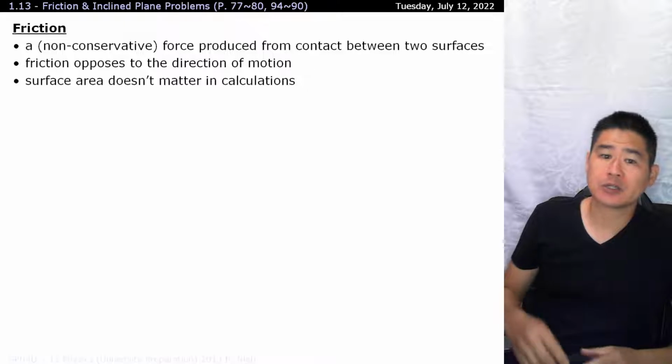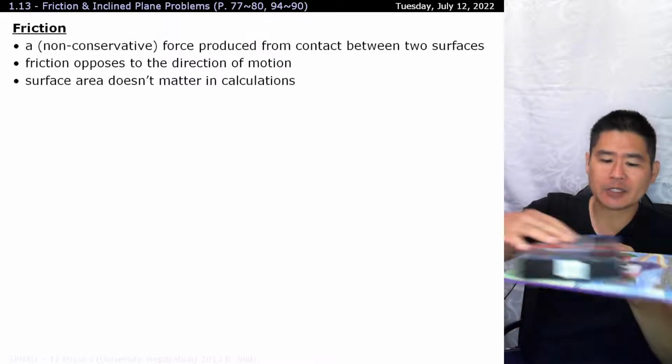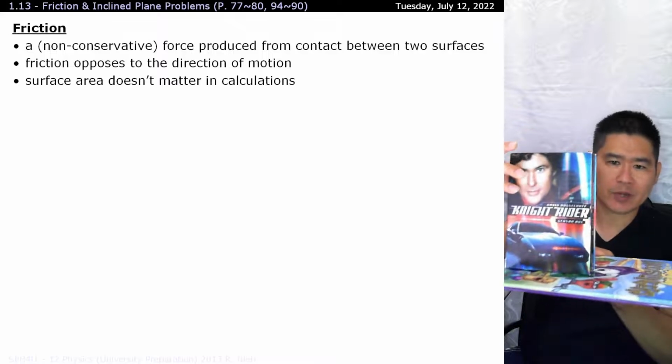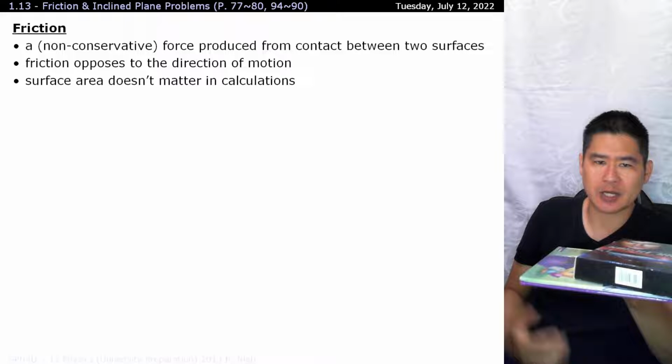The third part is that surface area doesn't matter. It doesn't matter if I lay this DVD down flat or if I have this upright. In either case, the force of friction is the same in both setups.